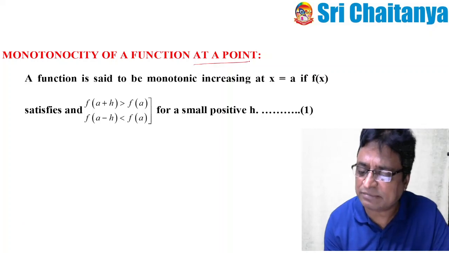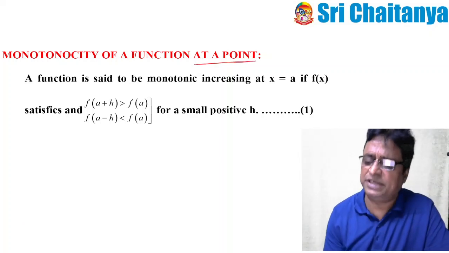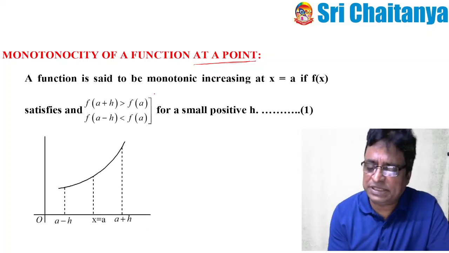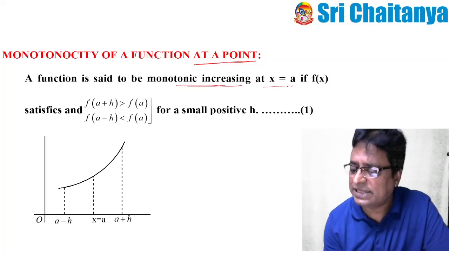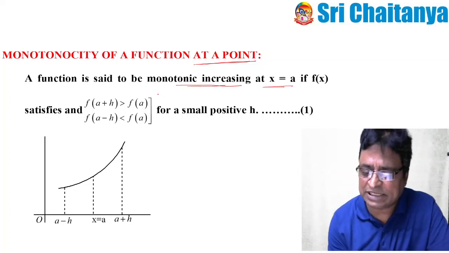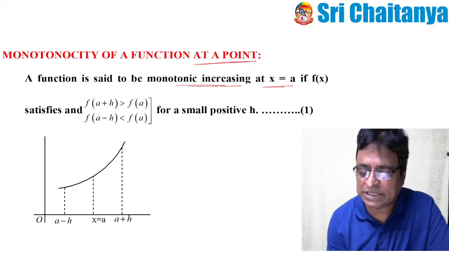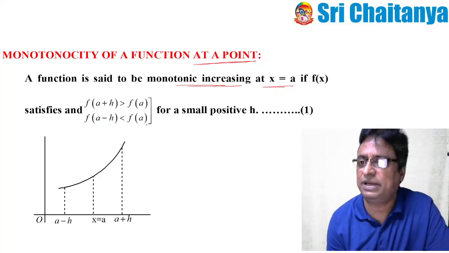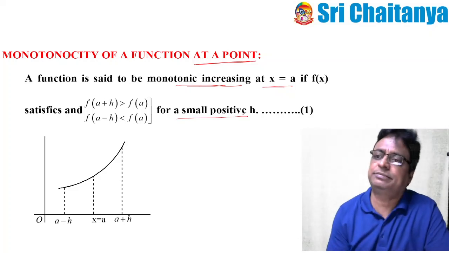What does it mean, monotonic function at a point? See, this is the definition given. Suppose f is said to be monotonically increasing at x equal to a if it satisfies these two conditions. What is that? f of a plus h greater than f of a, and f of a minus h less than f of a. What is h? It is a small positive h.